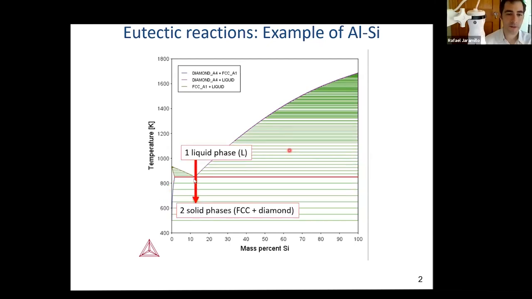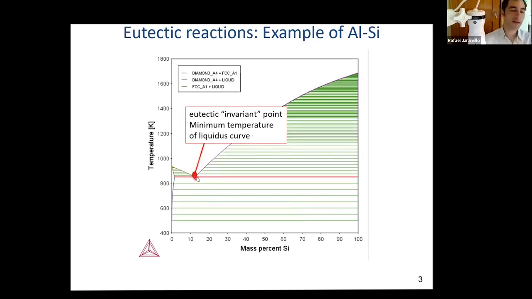And that point there is a eutectic reaction, because when you cool through that point, you transform from one liquid phase into two solid phases. Right. This up here is a single phase region, it's a liquid. And this down here is a two-phase region, right? You see all the tie lines, which Thermo-Calc draws in green. So that minimum of the liquidus is the liquidus eutectic temperature. It's also known as an invariant point.